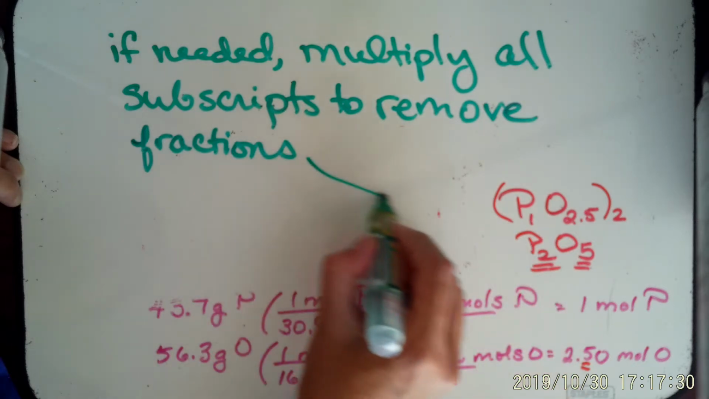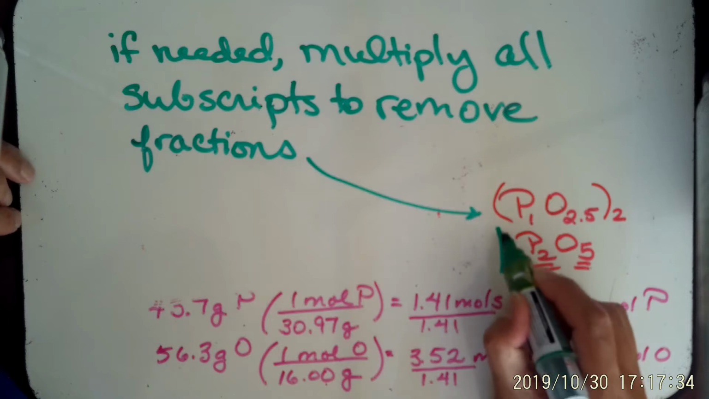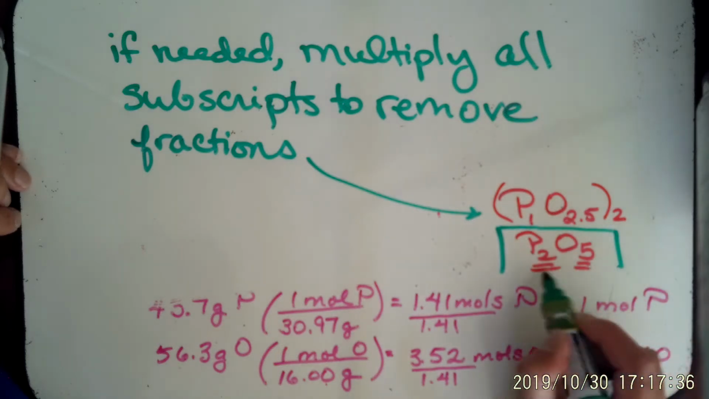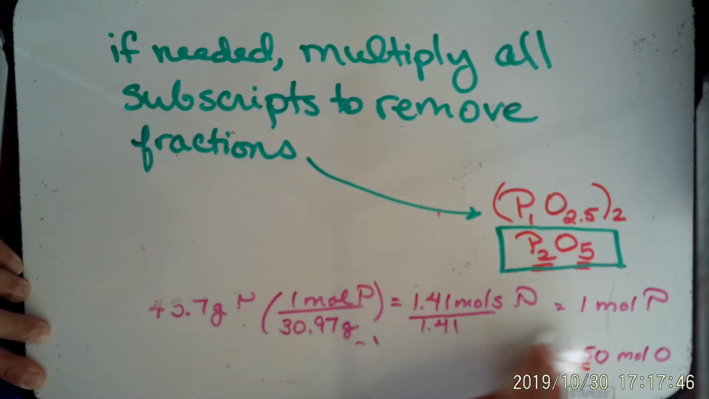And that's what we did here. So our final answer for the empirical formula will be P2O5. And that's the lowest, smallest whole number ratio for this compound.